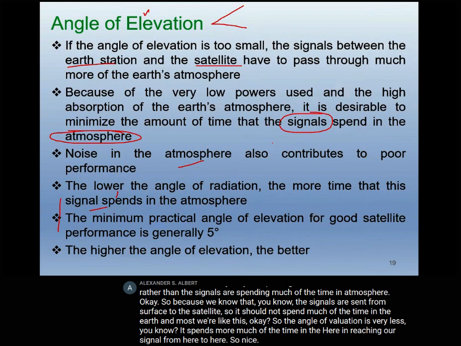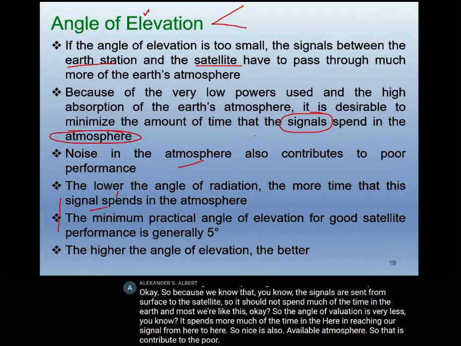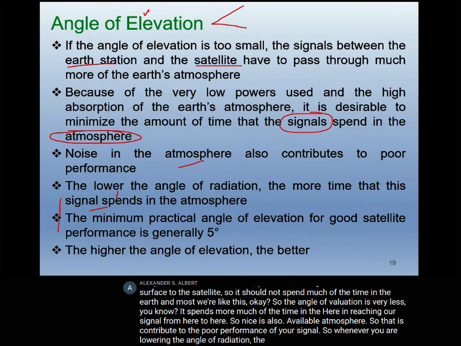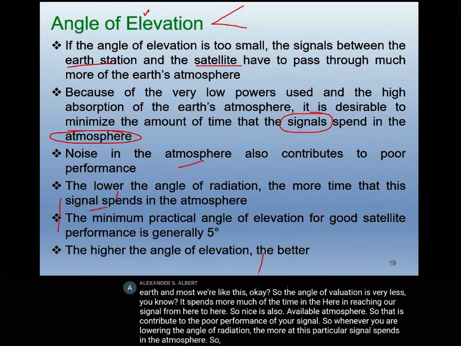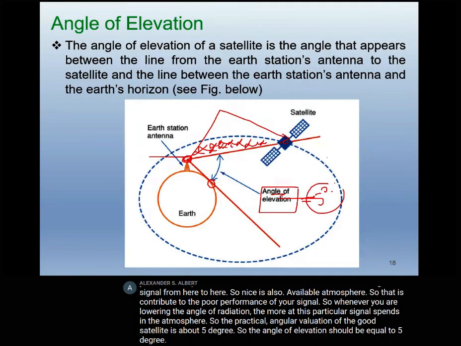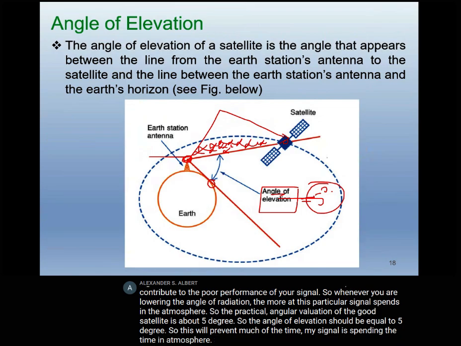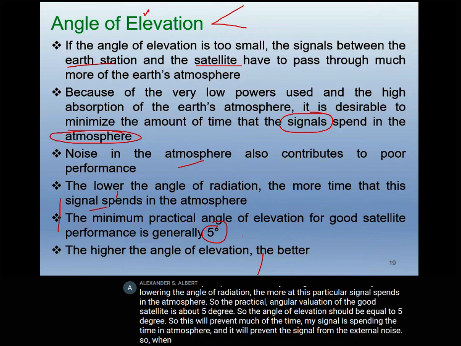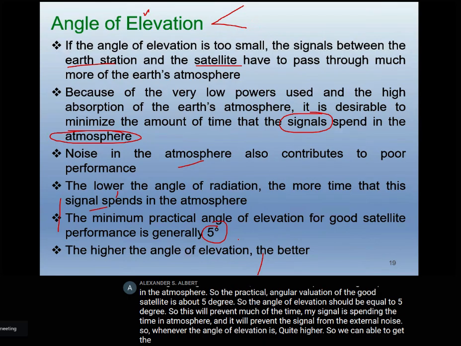So noise is also available in the atmosphere, and that contributes to the poor performance of your signal. Whenever you lower the angle of radiation, the more time the signal spends in the atmosphere. So the practical angle of elevation of a good satellite is about 5 degrees. The angle of elevation should be equal to or greater than 5 degrees. This will prevent the signal from spending much time in the atmosphere, and it will prevent the signal from external noise. Whenever the angle of elevation is quite high, we can get better performance.